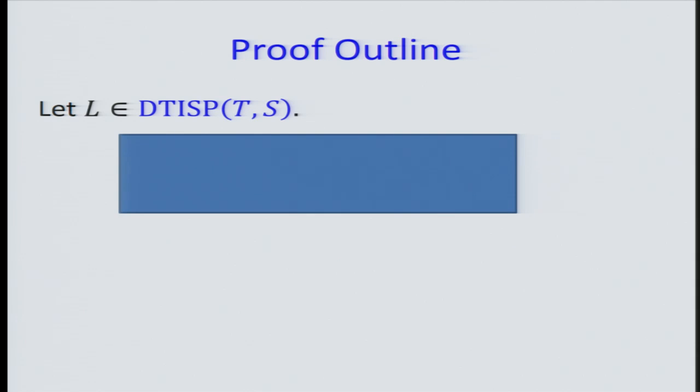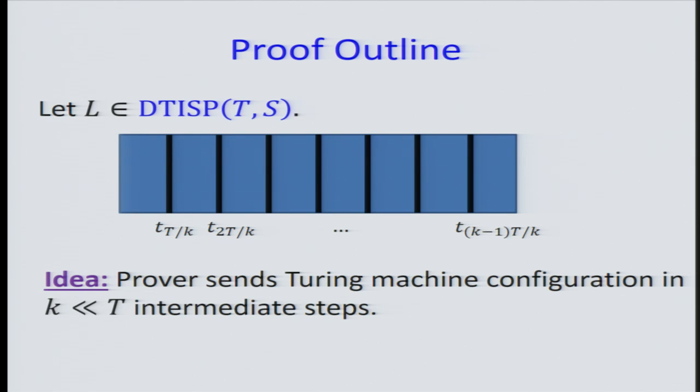OK? So here's a naive idea. Let's have the prover specify k sub-computations, or k configurations of the Turing machine, at every t over k steps. So the configuration that the Turing machine has at time t over k, at time 2t over k, 3t over k, and so forth. So it specifies these k configurations by just sending them to the verifier.